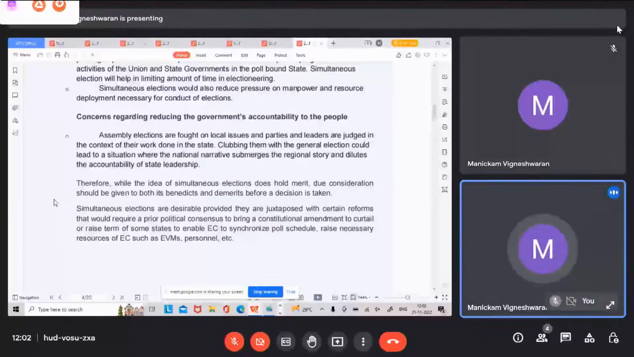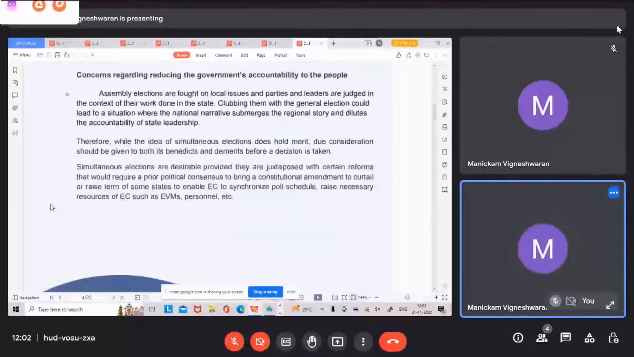Simultaneous elections are desirable provided they are backed by certain reforms. That would require superior political consensus to bring a constitutional amendment to curtail or extend the term of some states to enable the Election Commission to synchronize the full schedule, and to raise the necessary resources for the Election Commission, such as EVMs, personnel, etc.